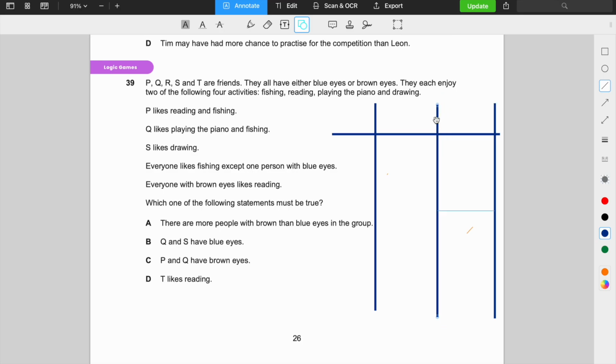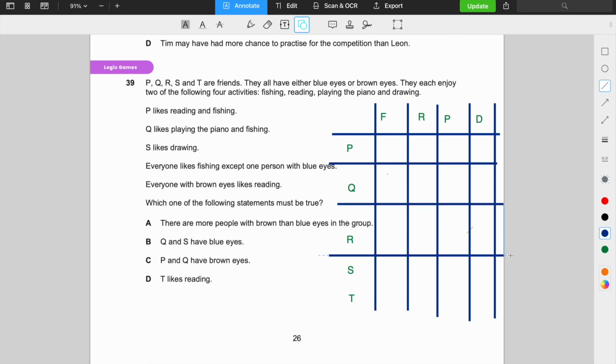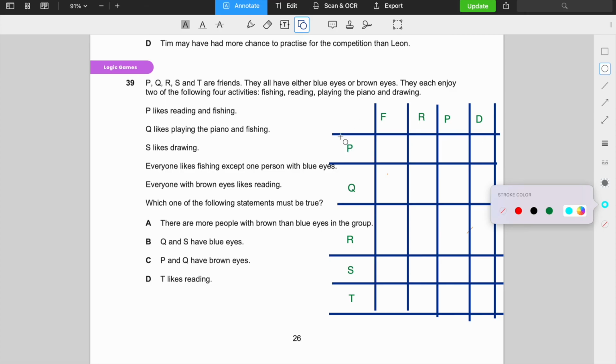Okay, so I'm going to set up a diagram where I'll have the 4 activities listed, which is fishing, reading, playing the piano, and drawing. And then I'll also have the people. So that's P, that's Q, that's R, S, and T. Okay, cool. And I'm just going to separate those. And then in terms of the eye color, obviously they have either blue or brown eyes. I'm going to use one color as blue and a different color to represent brown.